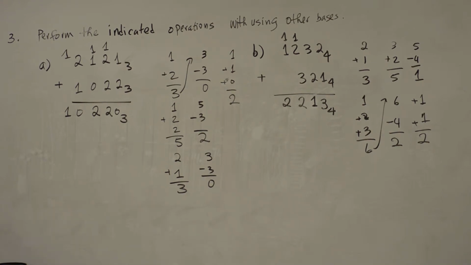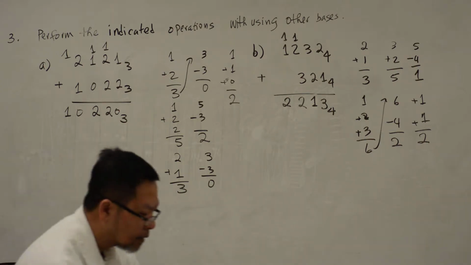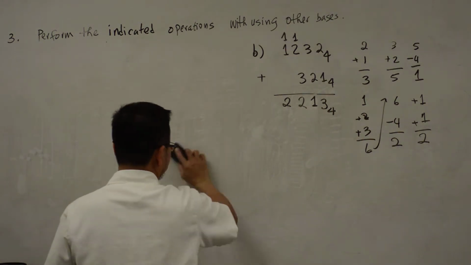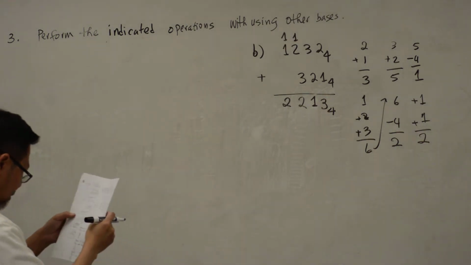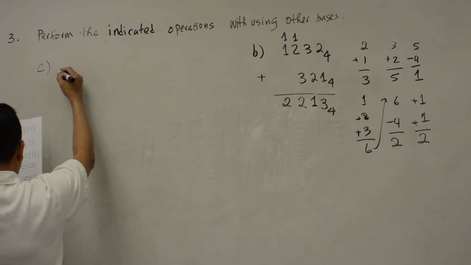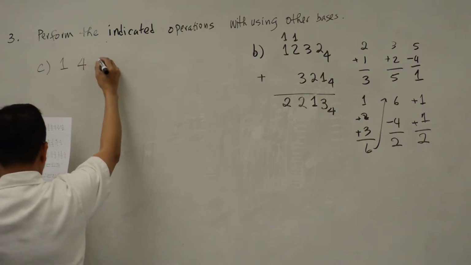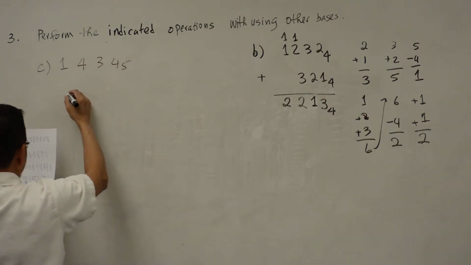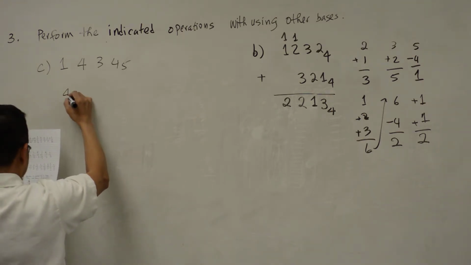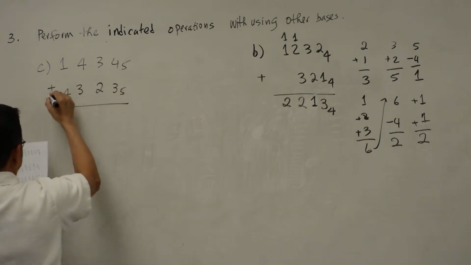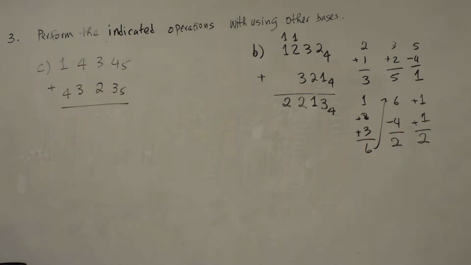Okay, let's look at example C. So C is 1, 4, 3, 4 base 5 plus 4, 3, 2, 3 base 5. Okay, let's add. Remember, all the digits must be less than 5, right? Okay.